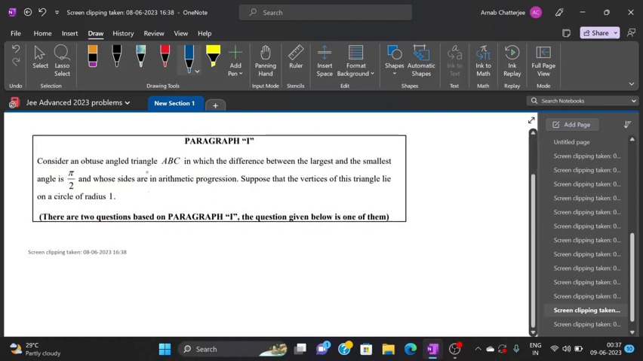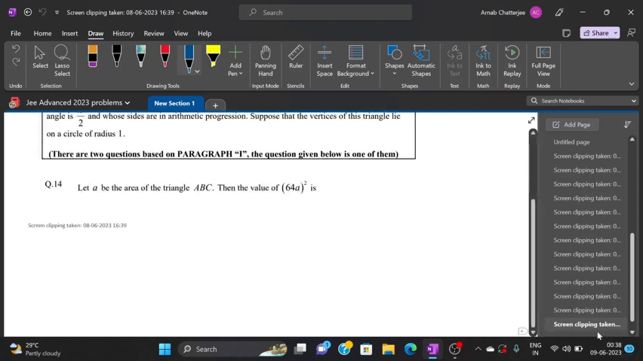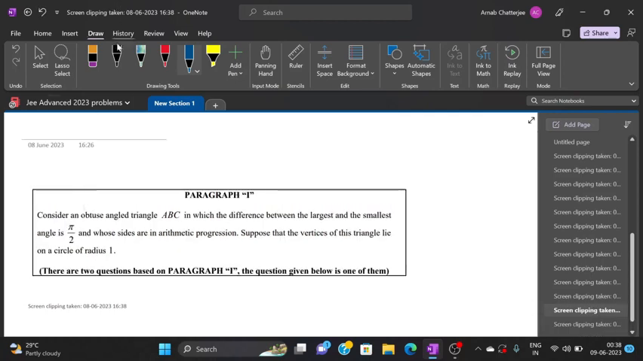So the first question is from the House of Solutions of Triangles, and the problem reads as: consider an obtuse angled triangle ABC in which the difference between the largest and the smallest angle is pi by 2 and whose sides are in arithmetic progression. Suppose that the vertices of this triangle lie on a circle of radius 1. Now we have two problems. In one we have to find the area, and in the other we have to find the inradius.